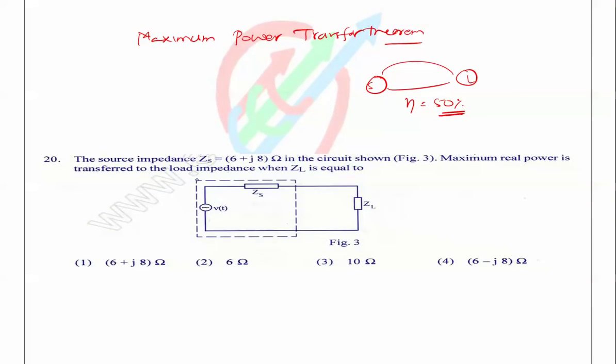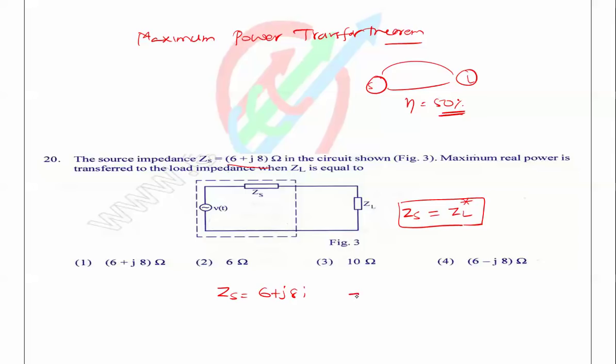And next, the second question, also from the maximum power transfer theorem only. The source impedance ZS is given, that is 6 plus J8 in the circuit shown in the figure. The maximum real power is transferred to the load impedance when ZL is. Actually ZS is equal to ZL complex conjugate. So this is the condition to be satisfied for maximum power transfer for this type of loads. Here ZS is already given, which is nothing but 6 plus J8.